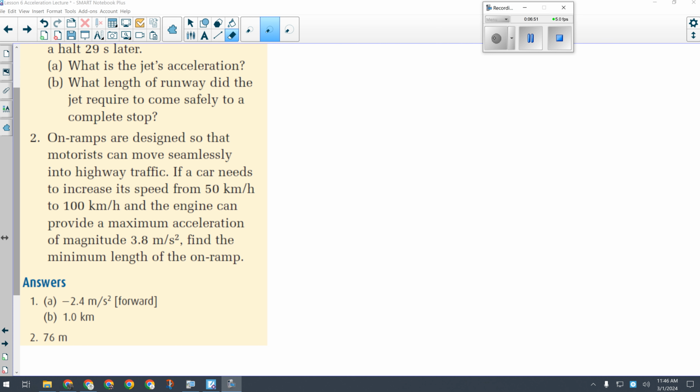Okay, so on-ramps. When you come onto a highway, like the one out here, on-ramps are designed so that motorists can move seamlessly into highway traffic. That's what they're for. You've got to use them right, though. This is my rant for the day. When you are merging into traffic, you must depress the pedal on the right. And you've got to push it down really hard so that you go fast in that on-ramp.